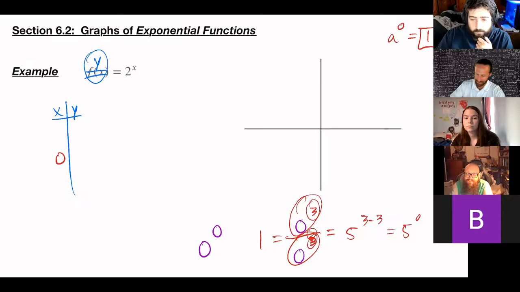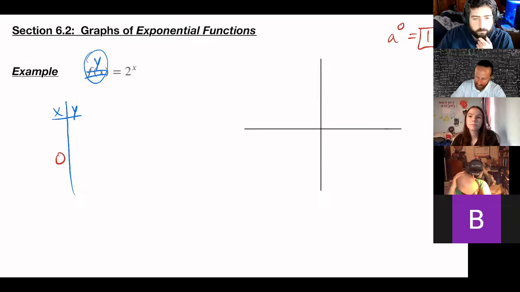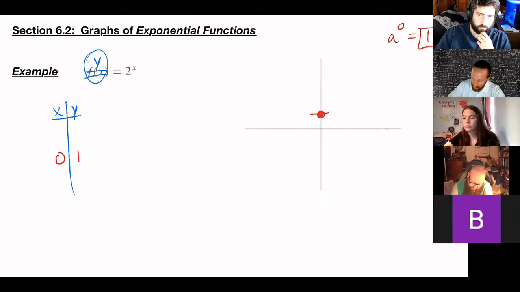All right. So we know that anything to the zero power is one, which means what did we just find? What does this represent? Vertex. Good. That quote-unquote vertex, that is my starting point. That is an ordered pair, that 0, 1, right there. Anybody know what it looks like yet? Might need some more points, right? So what else is easy to plug in? 1. 1, 2. How about negative 1 and negative 2? Those also be pretty easy?